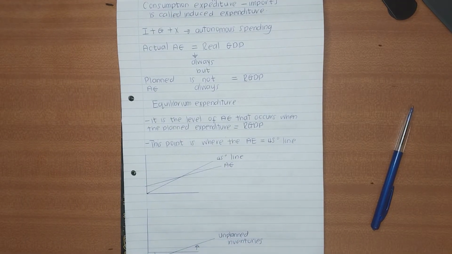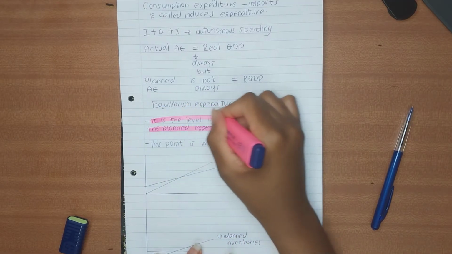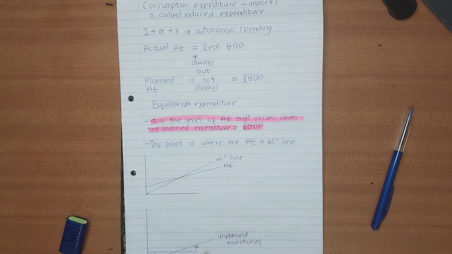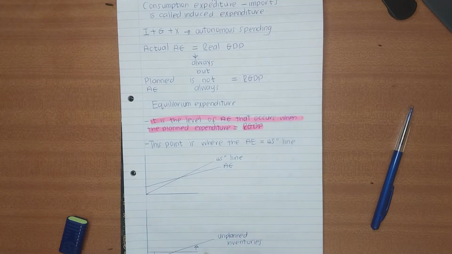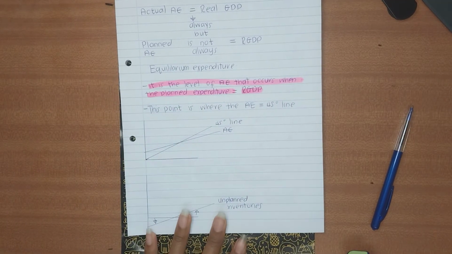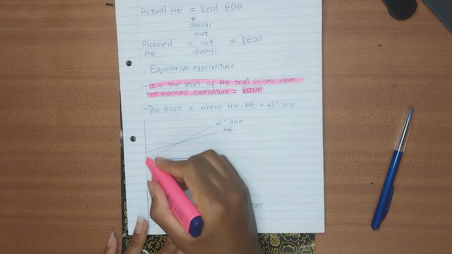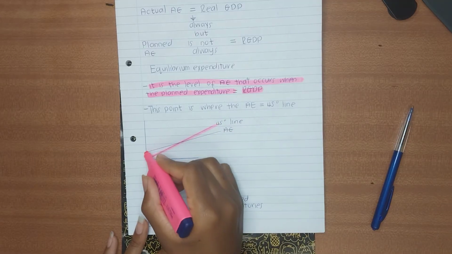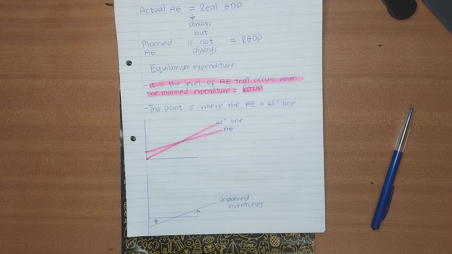So it's going to be at a level where the planned expenditure is equal to the real GDP and the planned one. So this is a point where the aggregate expenditure is actually equal to the 45-degree line. So we look at this issue of inventories, and we look at how inventories change to actually bring you to the equilibrium expenditure. What happens is that if your 45-degree line is below your aggregate expenditure line, your inventories are lower than what you would like them to be.